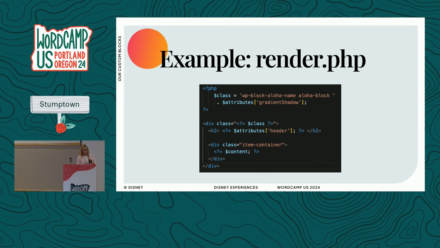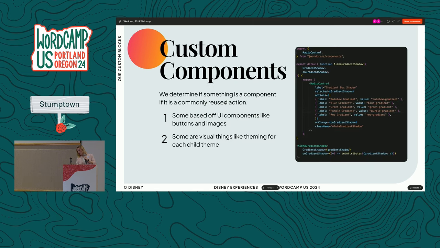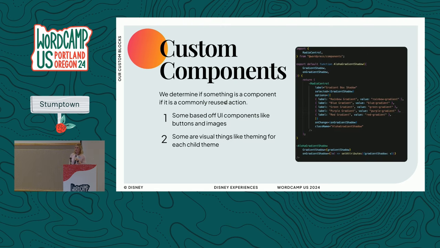So moving on. Now we have our custom components. Once again, we do custom components for redundancy. We're going to have some based off UI components, such as buttons and images, as well as visual things like theming. You can see what we're doing here in this example. We are creating a radio control for a box shadow. This is going to allow us to put a box shadow anywhere out there and not have to go and recreate it.